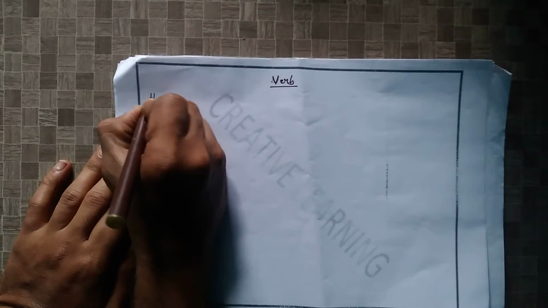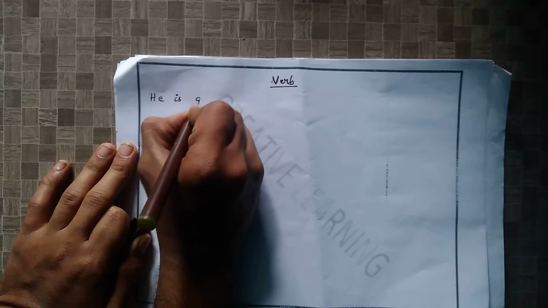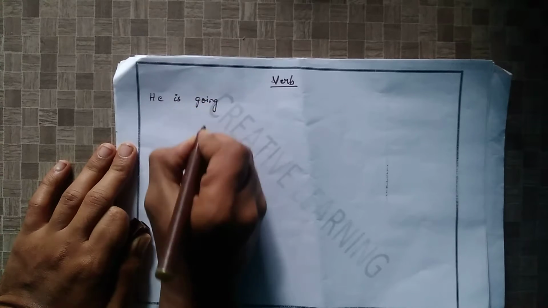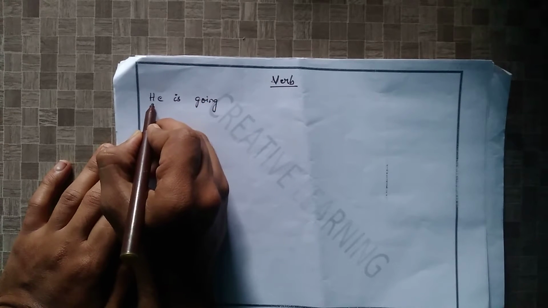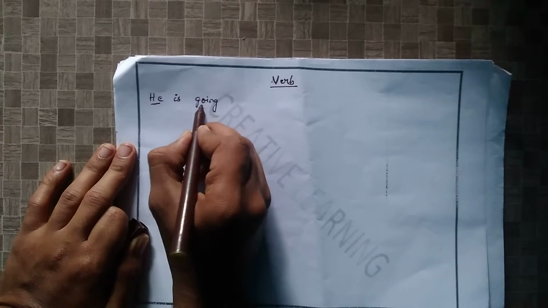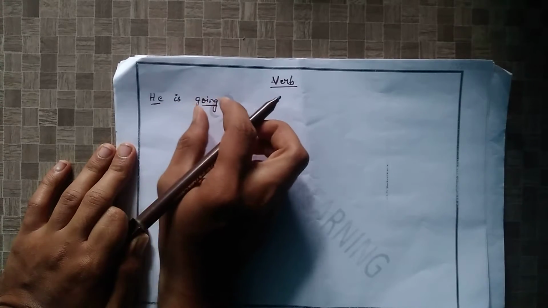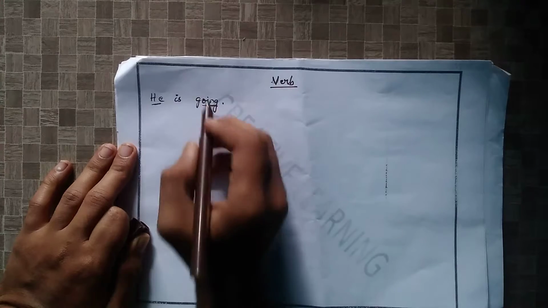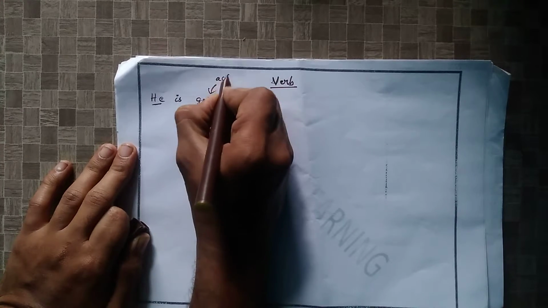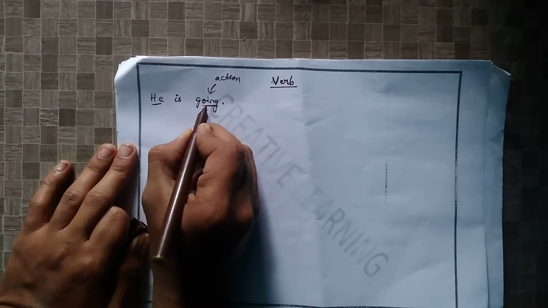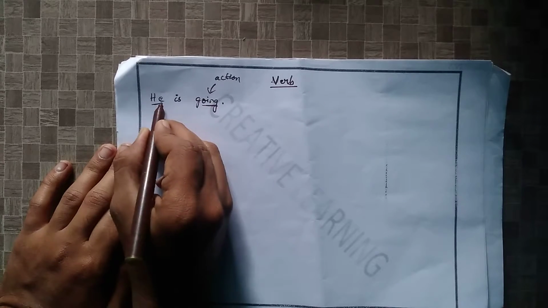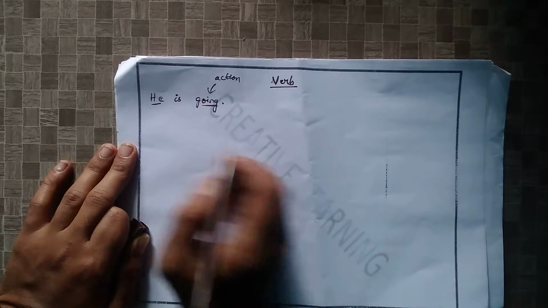For example, he is going. He is a pronoun. Going is a verb which shows the action of the person. So it will become going. What he is doing is he is going.